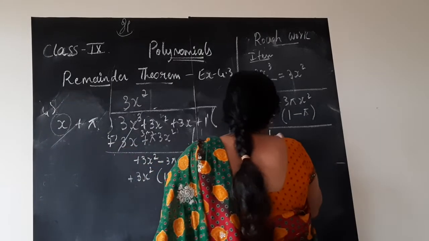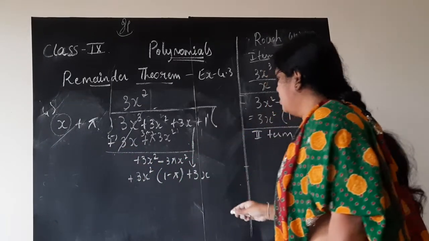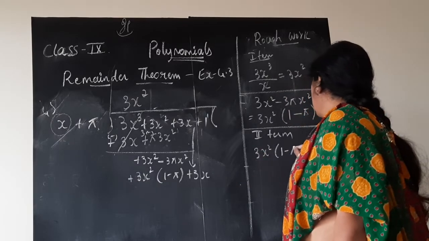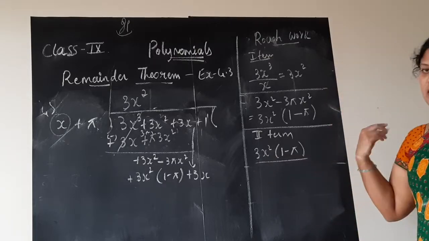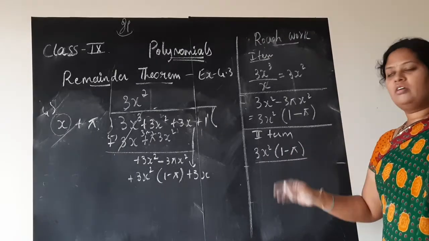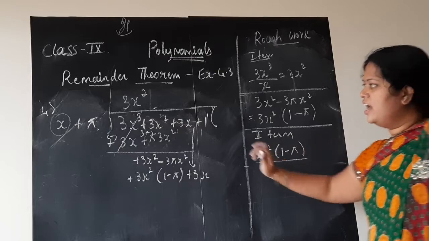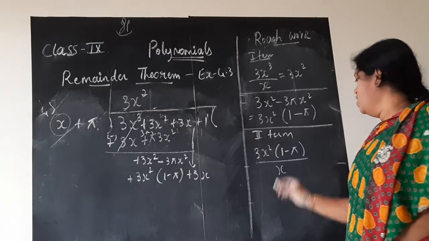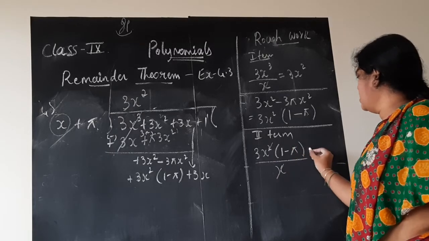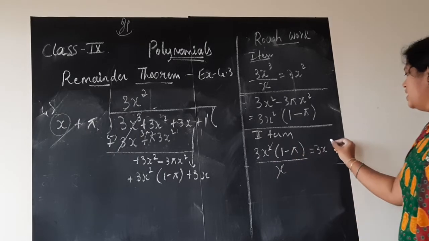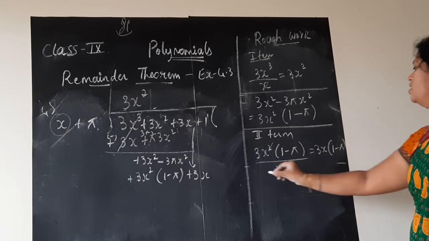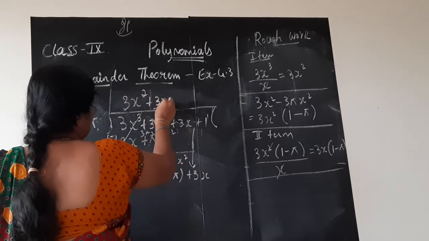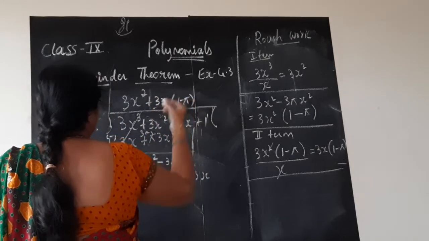So what is my second term now? It is a bit different. It is 3x square into 1 minus pi. Whatever it is, don't worry, write it as it is and divide by the first term of the binomial, that is x. Now simplify. x square cancels, I am left with 3x into 1 minus pi. Now this is my quotient, children: plus 3x into 1 minus pi.